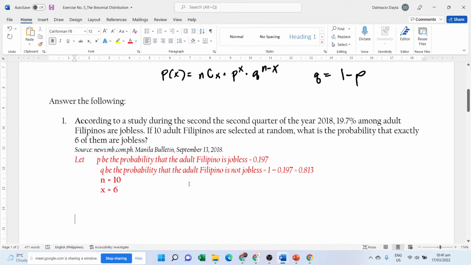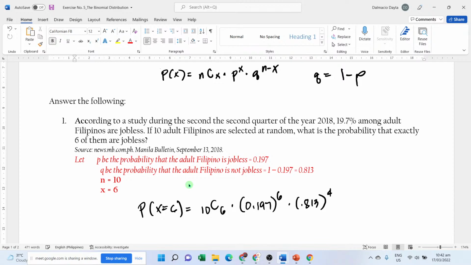The probability now that x is equal to 6 will be given by n combination x, so that is 10 combination 6, times p, that is 0.197, raised to x, that is 6, right? Times 0.813, raised to 10 minus 6, and that will be 4. Okay? Use a calculator.